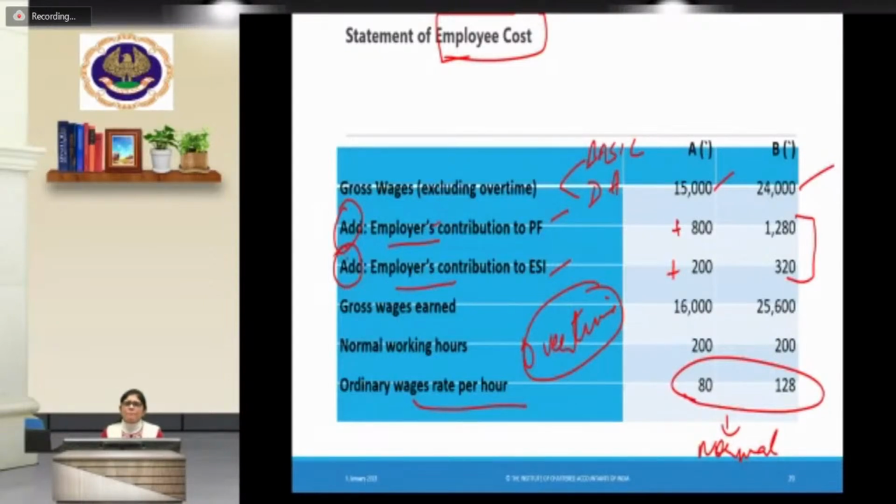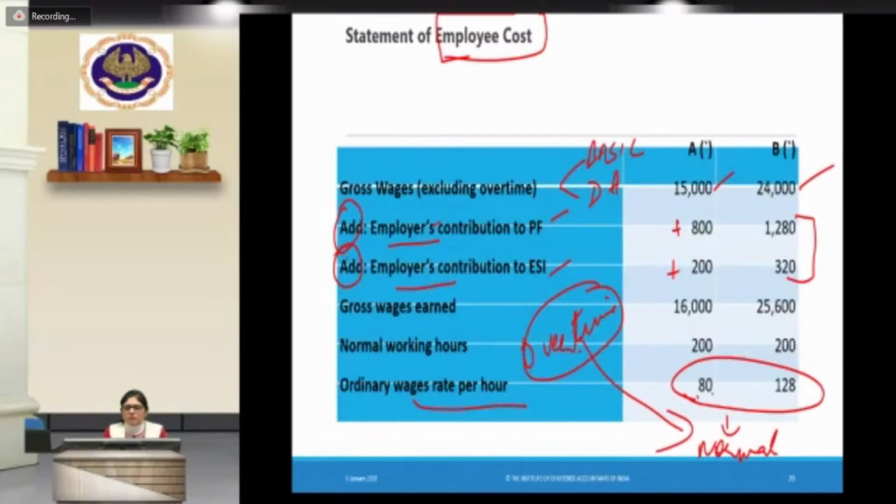Everything that will happen every week, every month, or every day. Only those aspects you have to consider. Anything which will not happen next time, you will not take into account whenever you calculate the cost per hour. Because overtime has happened this time. Next time it might not happen. So why should it affect my normal cost per hour?